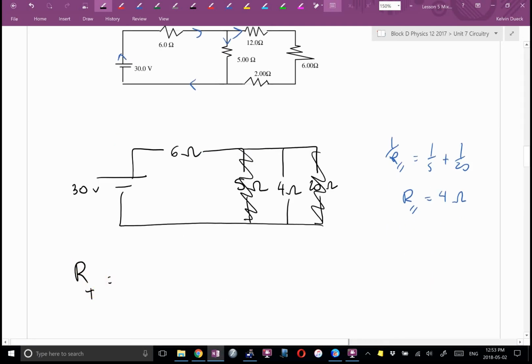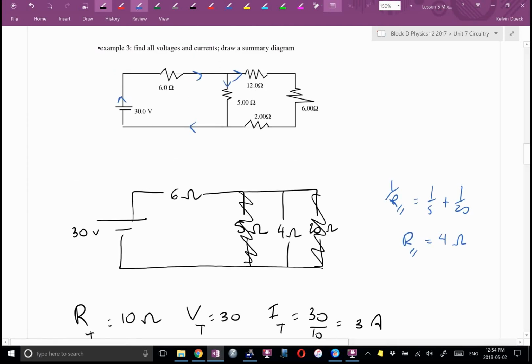what's R total? 10. What's V total? What's I total? How would I calculate it? V over R. 30 over 10. So this one is 3 amps. Ooh. Let's label that right here. That's what's leaving the battery.